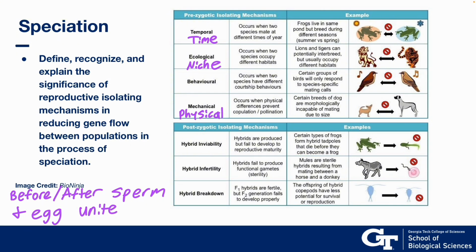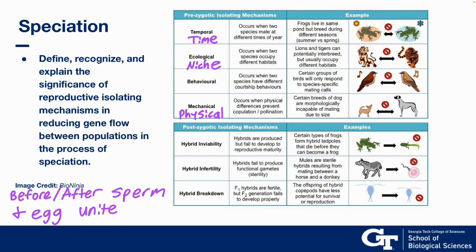Looking at temporal, the example is that these frogs breed in the summer, these frogs breed in the winter. They cannot breed just due to that time difference. So it's prezygotic because they don't even get the chance. Ecological, that's due to the niche. Lions and tigers, can they interbreed? Sure, but do they do different things in the environment? Yeah, so are they going to actually breed? No. So they're separated reproductively by that difference in niche. Behavior, these birds are not going to mate with each other because they have different mating calls. Could they?